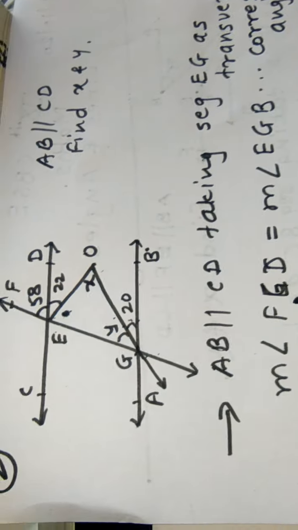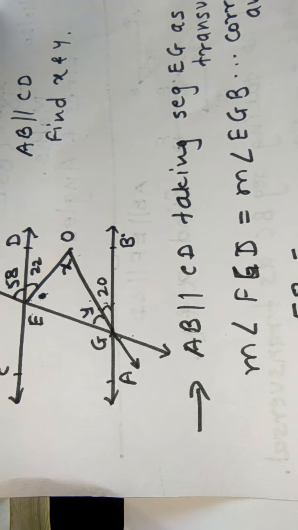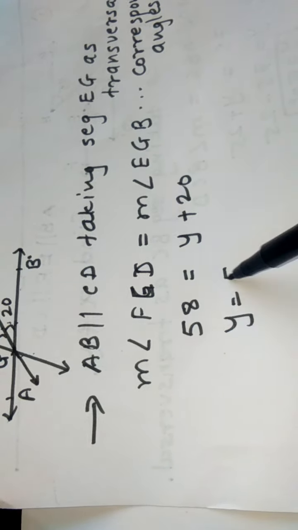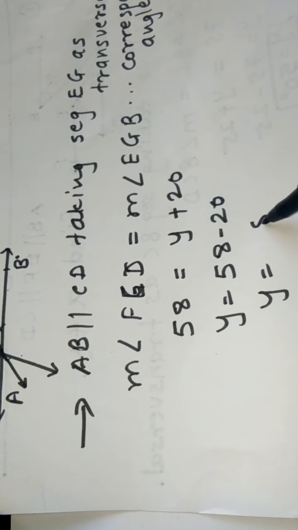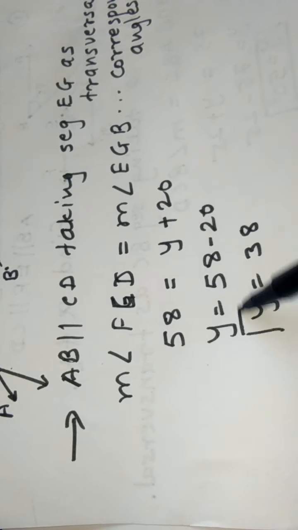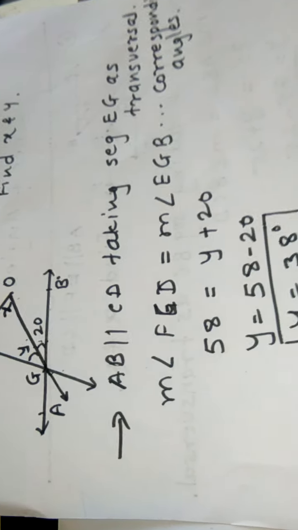Then measure of angle FED is equal to 58. Measure of angle EGB, from the figure you see, is y plus 20, that is y is equal to 58 minus 20. 8 minus 0 is 8, 5 minus 2 is 3. The value of y is equal to 38 degrees.